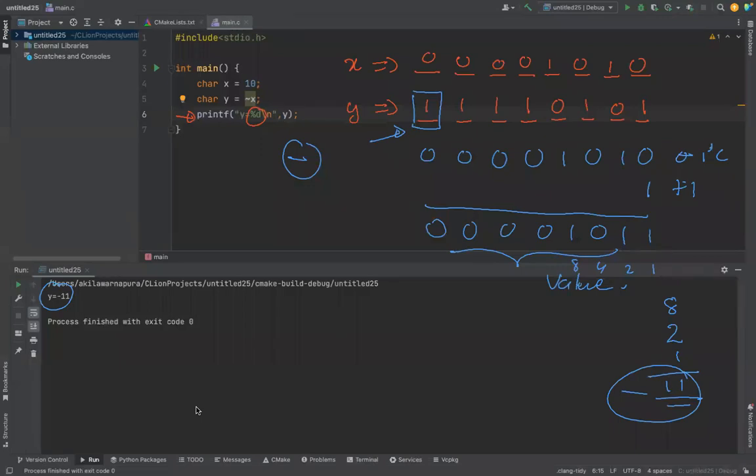Yes or no? How did you get that minus value? Okay, seems to be you all understood. Therefore, I'll move to the next part.